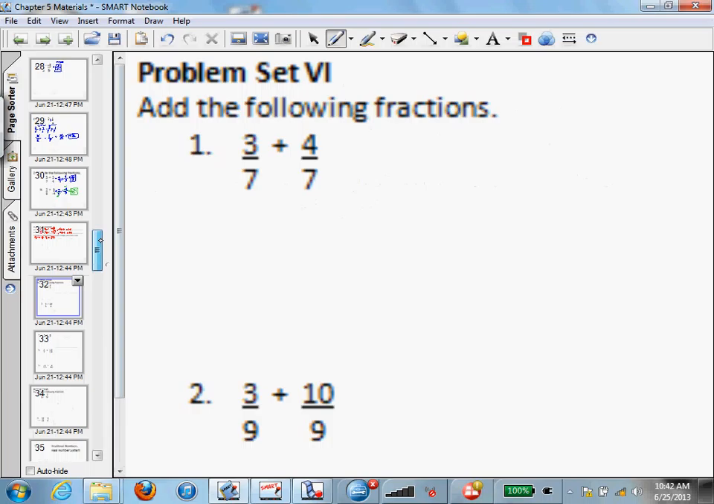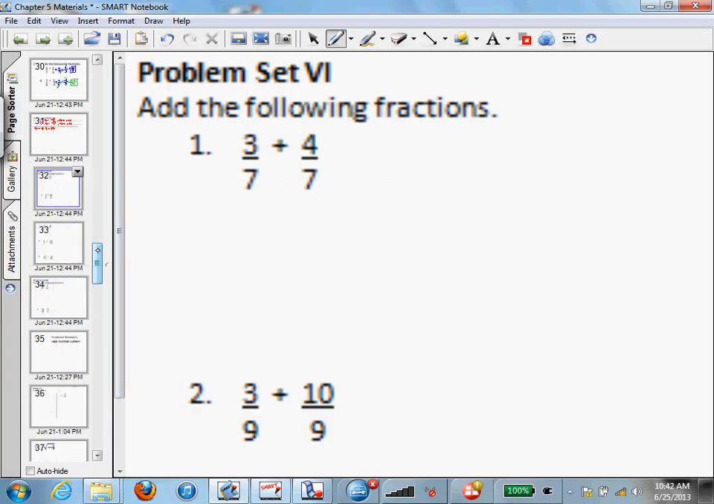Now if we jump into problem set 6 and look at some examples, we should be able to use those rules we just learned and apply them. Okay, so if we look, 3 over 7 plus 4 over 7, we have common denominators, so we'll keep that denominator, but we'll just add what's on top. We have 3 plus 4 is 7. So it turns out we have the fraction 7 over 7, which reduces to just 1.